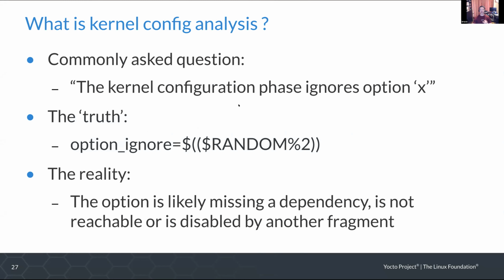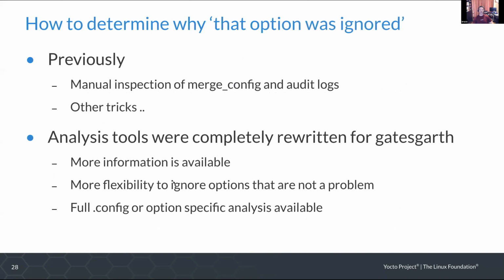And I think Trevor will probably chuckle at this line. The commonly asked question that pops up is that the kernel configuration phase ignores my option. And the truth is that I totally wrote something that does a random check on whether it's going to ignore your option or not. So when your option gets ignored, you just got unlucky. Just build it again. It might pick it up the second time through. But the reality is the option is likely missing a dependency, it's not reachable, or it's disabled by another fragment. And that leads into that question.